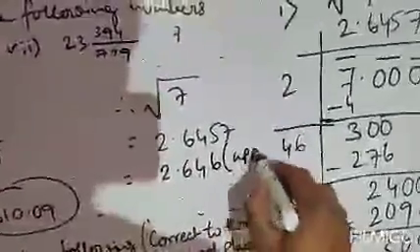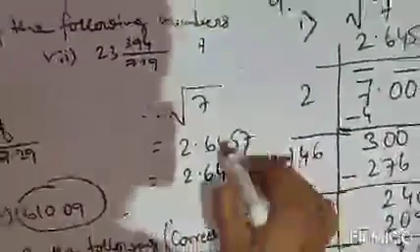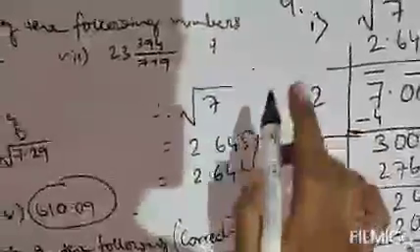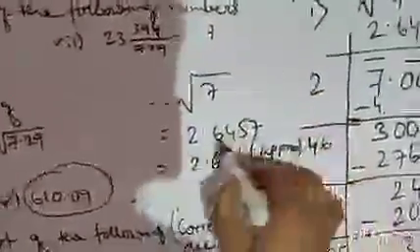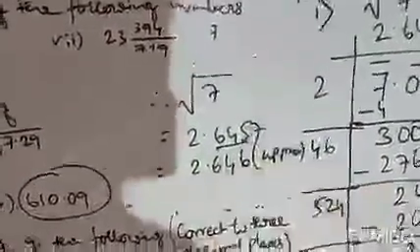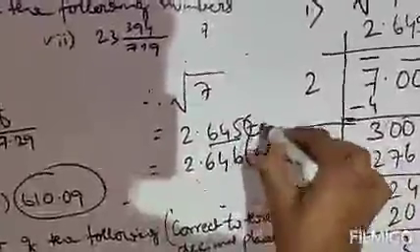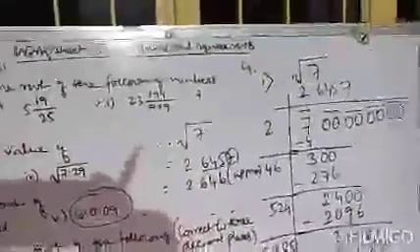We have to find out the square root correcting to 3 decimal places. That means the answer will be 2.646 approx, because we will take just 3 digits after decimal. So 3 digits will be 645, but the next digit is 7. That means answer will be 2.646. This is in approx. Clear?